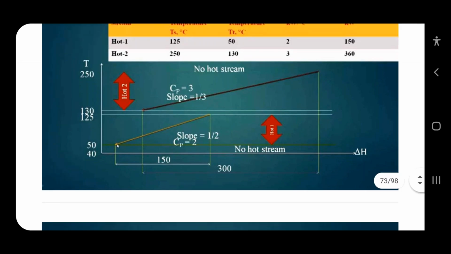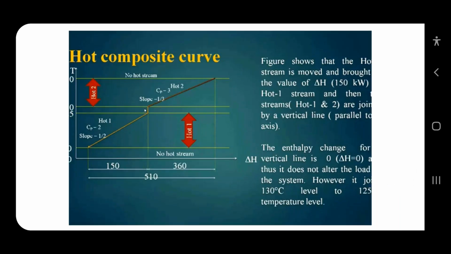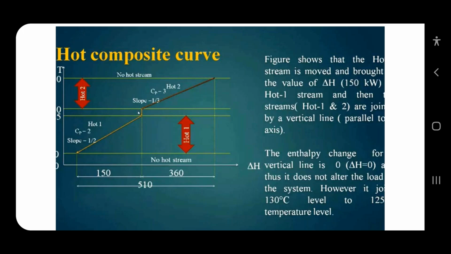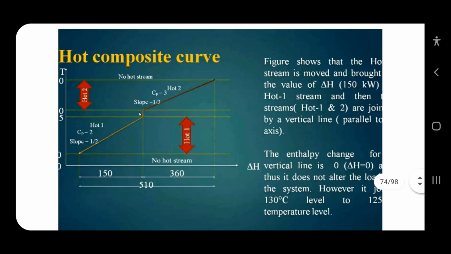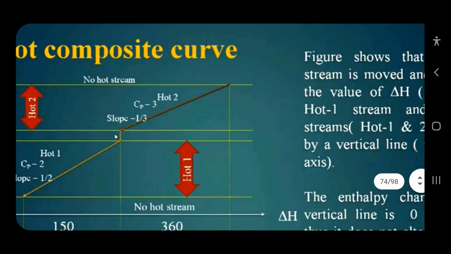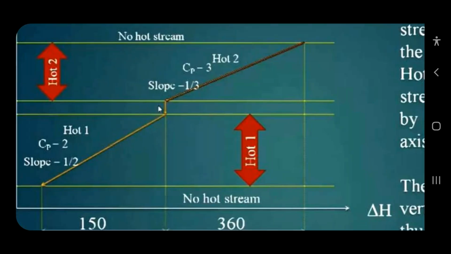The figure shows that the hot stream is moved and brought, the value of delta H is 150 kilowatt, hot stream 1 and then hot stream 1 and 2. Here you did not calculate this delta H or delta T value. So here the touching point is, you must take one vertical line between the two lines, but do not add the delta H value.